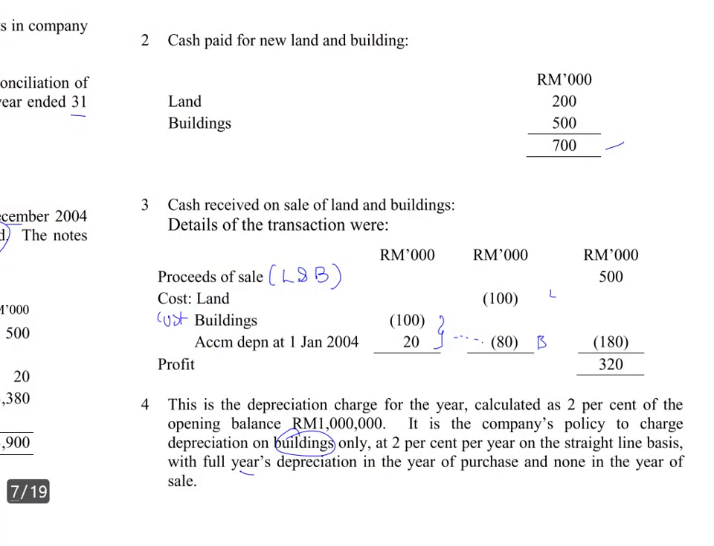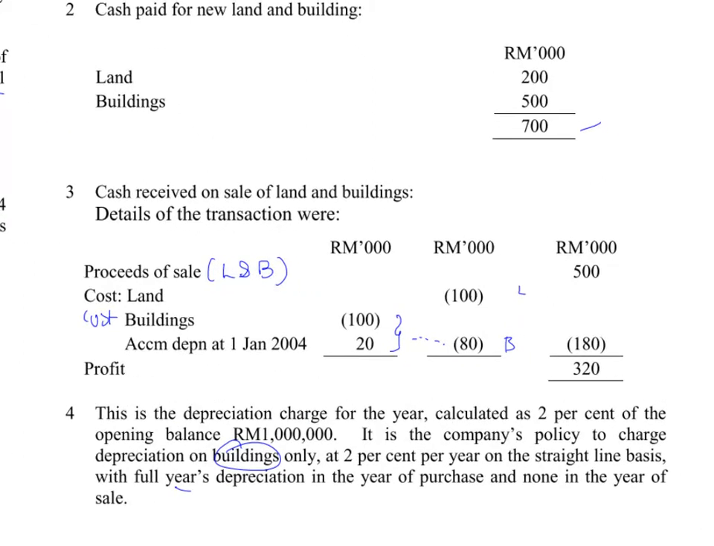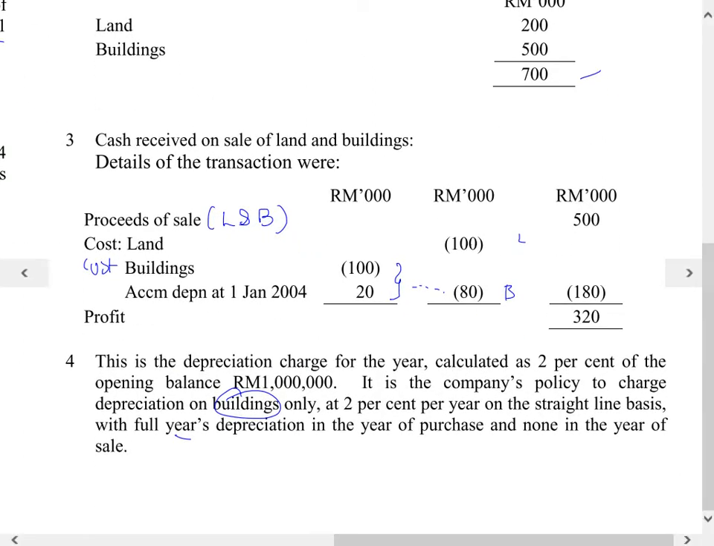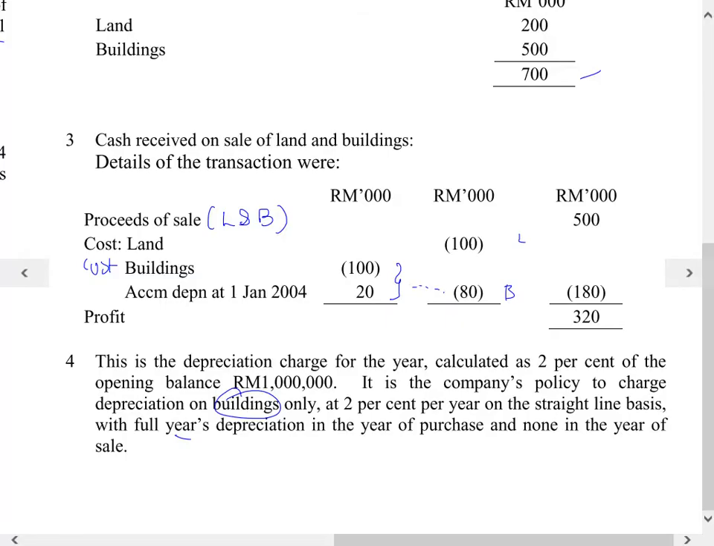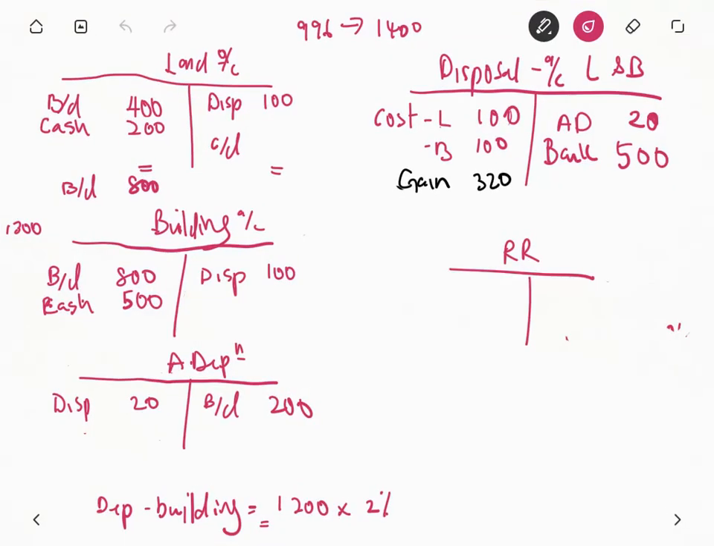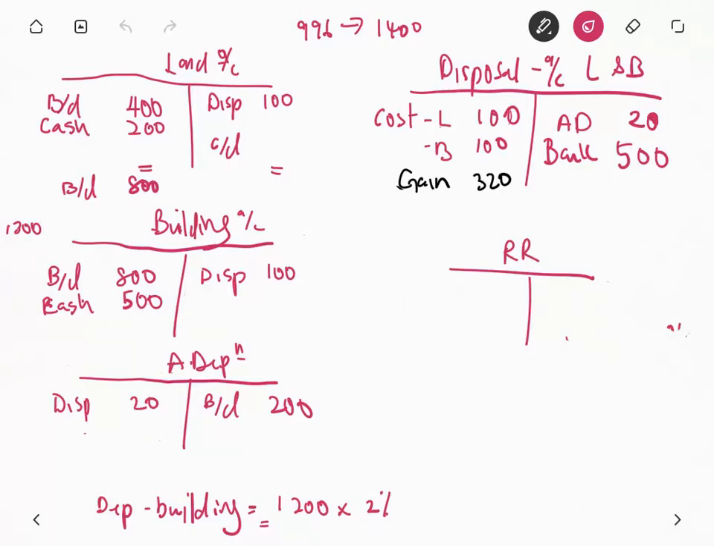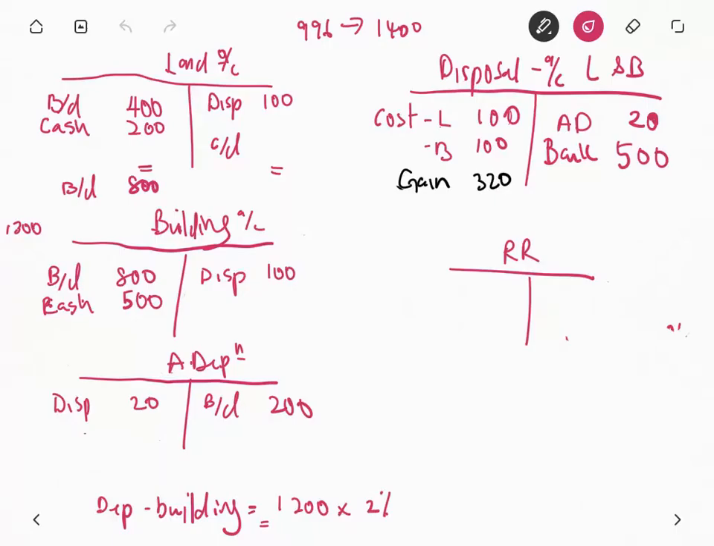You look at note 5. No, note 4. The depreciation charge for the year is calculated at 2% on opening balance. Not correct. Depreciation should be based on closing balance. So what is my closing balance? Building. And we know land, we don't depreciate. So how much is my land? We don't depreciate. How much is my building?